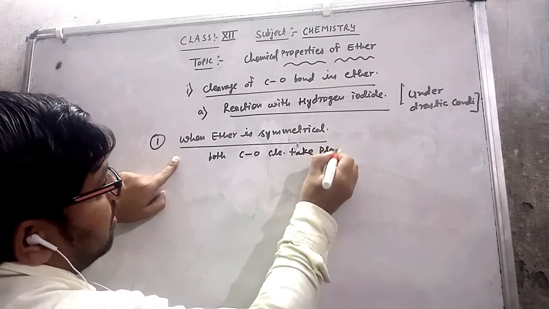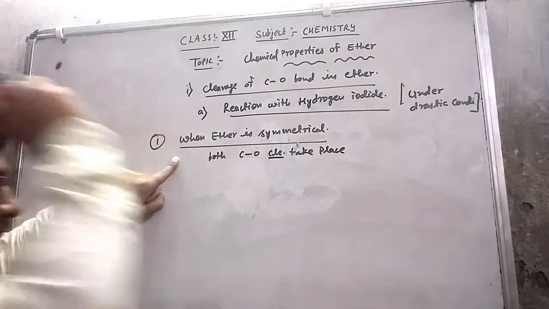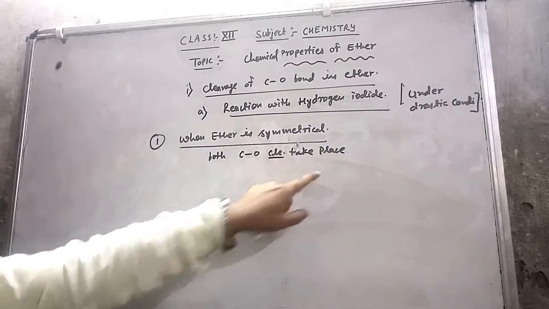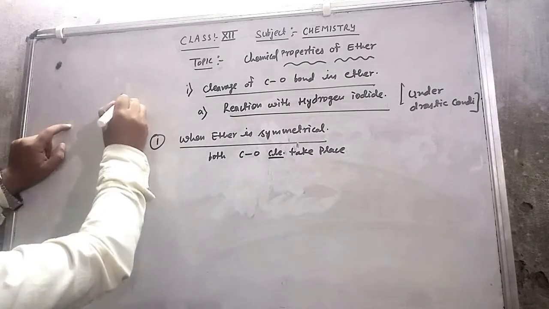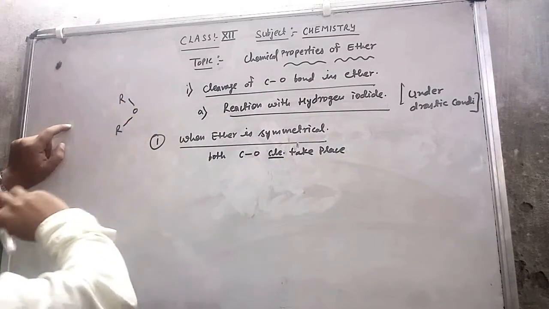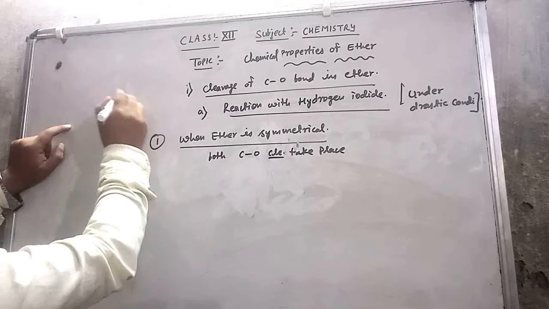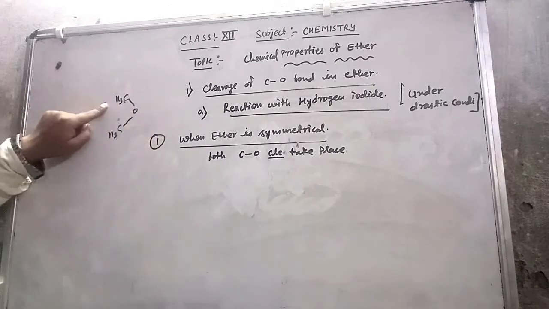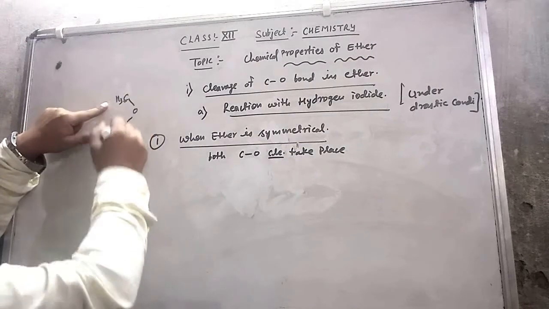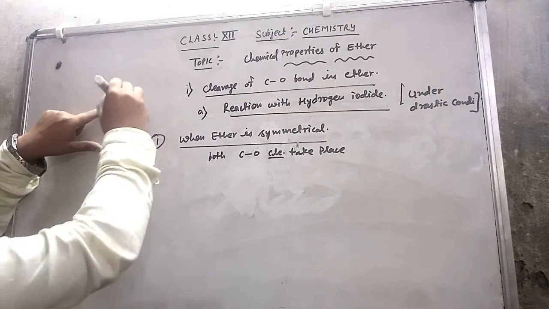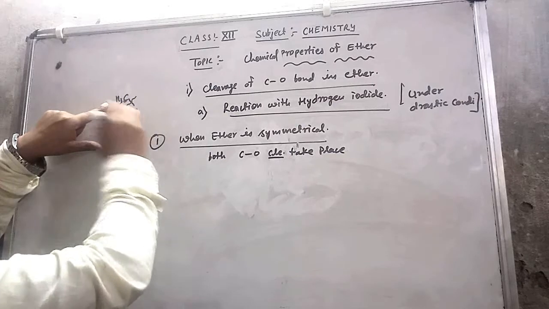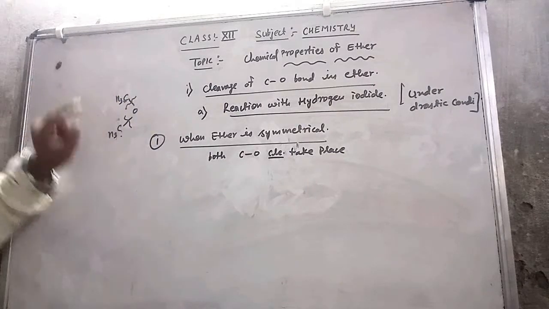I'm writing in short form. This is the ether group, and I can write here CH3, and same here, CH3. So this is symmetrical because on both sides the same number of carbon chain is available. At that time, both carbon oxygen bonds are going to split up.